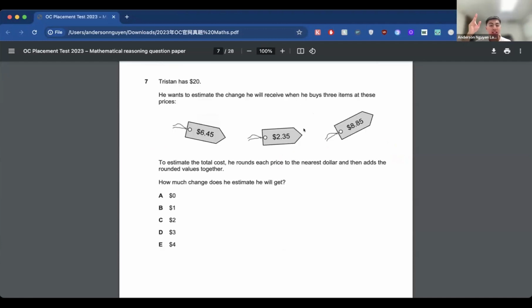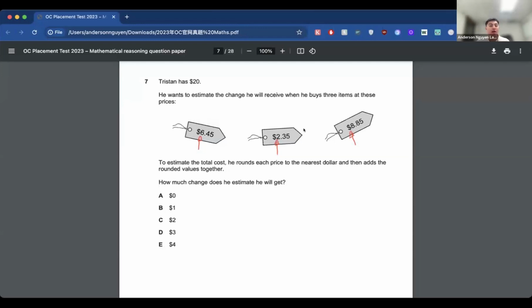Question 7 involves rounding. Tristan has $20 and he's buying a couple of things. For each of them, instead of adding them accurately, Tristan is going to round these numbers up or down to the nearest dollar. The nearest dollar in this case is the nearest ones, or units.